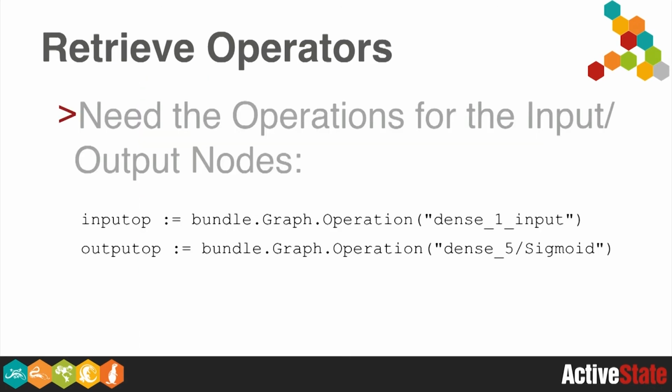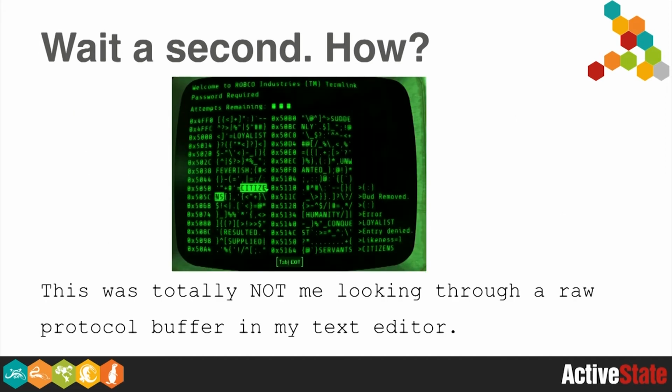So we need the operations, right? It stores the mathematical operations as nodes in the graph, and so we need the operations for the input and output nodes. We get the input node here by calling this graph operation and getting the name of it, and graph operation to get the name of the output. So we have our two inputs. But how did I know what that was called, right?